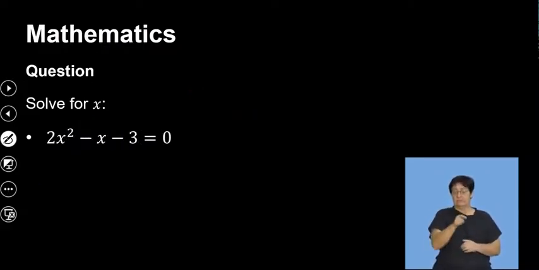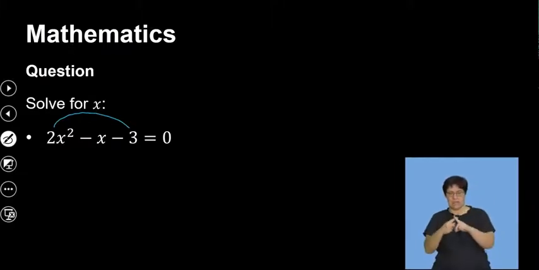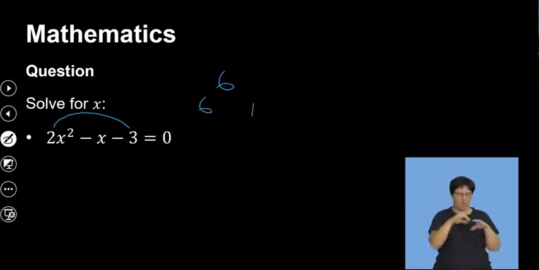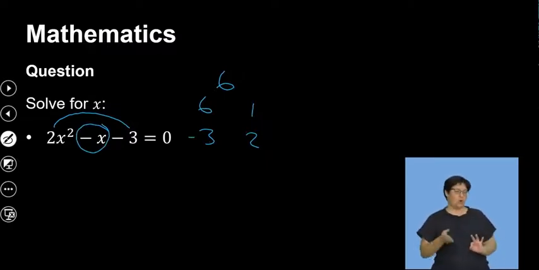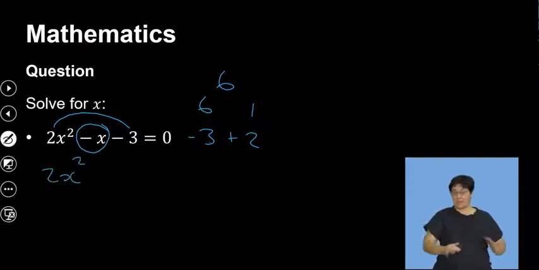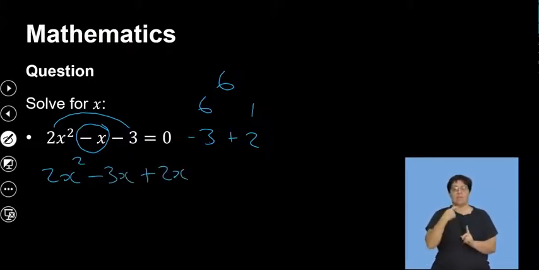This one now, you need to use factorization here, right? So to use factorization, you multiply the 2 with the 3, so that will give you a 6, right? And then you write all the factors of 6. It will be 6 and 1, it will be 3 and 2. Now what do I want? I want my middle term to be a negative 1. So it means I definitely need to use the 3 and the 2. So it must be negative 3 and plus 2. So you can simplify this and write it as 2x squared minus 3x plus 2x minus 3, right? And then equal to 0.